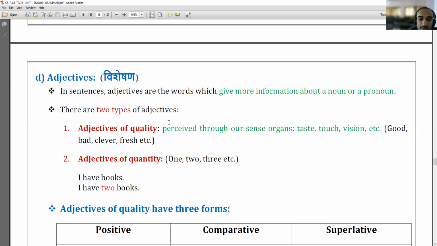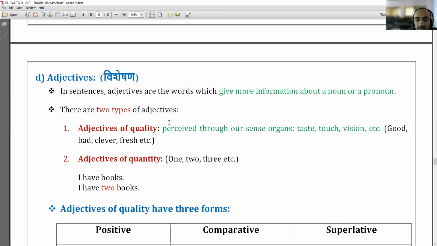Quantity means how much it is; we can measure it by 1, 2, 3, 4. So these are the two types of adjectives: adjectives of quality and adjectives of quantity.